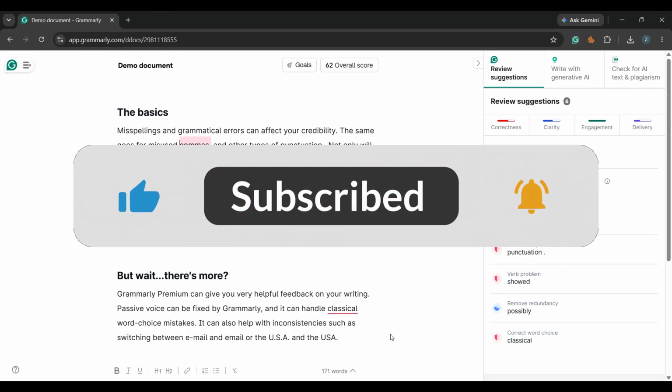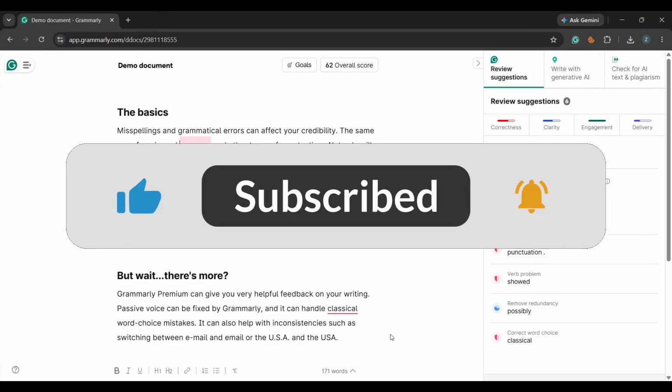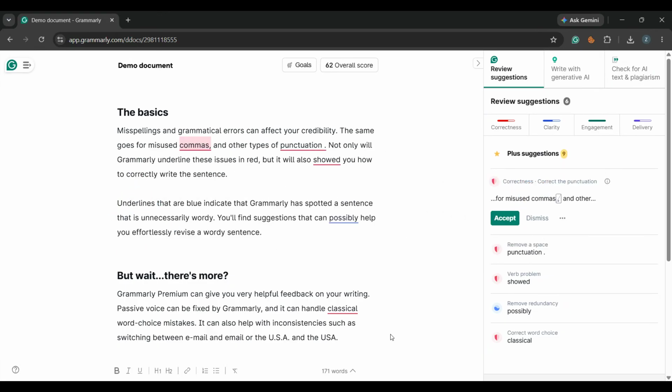First, let's talk about the red underlines. Red is all about correctness. These are the issues Grammarly treats as objective mistakes, meaning they usually break language rules. For example, if you have a spelling error, a missing comma, or the wrong verb tense, Grammarly will highlight it in red. Think of red as the most direct kind of warning. It is telling you, this sentence contains something that needs fixing. If you see a red underline, your first job is to review the text carefully and correct the grammatical or spelling issue.